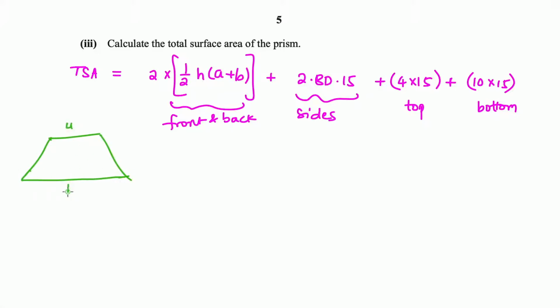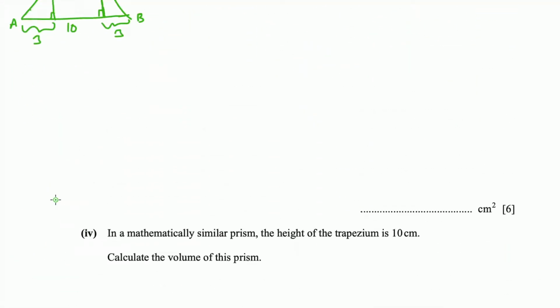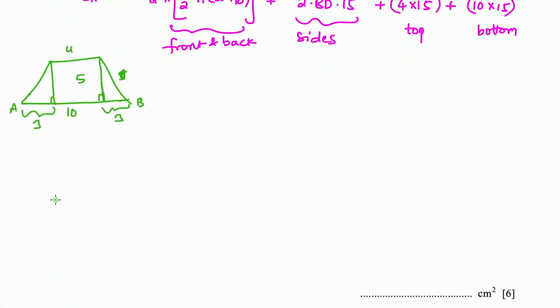So this is 4 and this is 10. So what do I know? This length would be 3 and this length would be 3, and this length is given to be 5. So in this face, A, B, C, D, we can now calculate the value of BD.